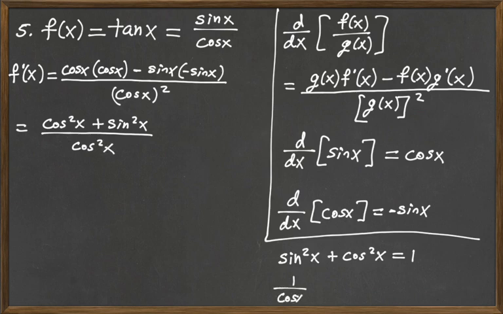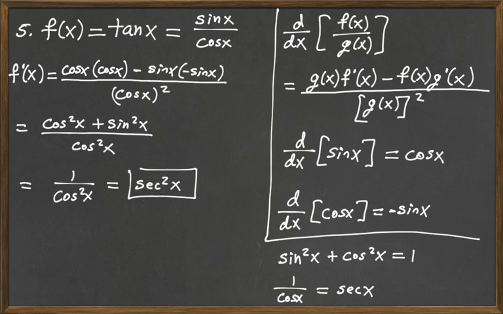Also for a reference, 1 over cosine is the secant. So the numerator is the Pythagorean identity. Cosine squared plus sine squared is 1. Okay, so we have 1 over cosine squared x, which is secant squared x. And so you probably remembered that from Cal 1, that derivative of tangent is secant squared. And so this is a pretty easy example to illustrate the quotient rule.